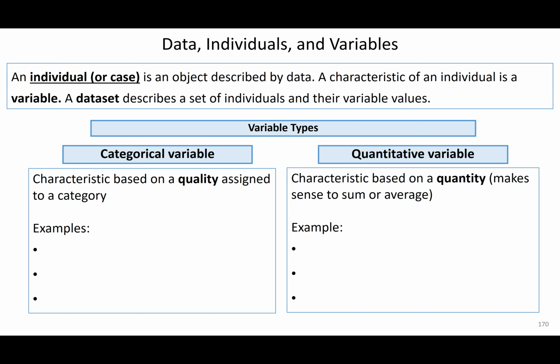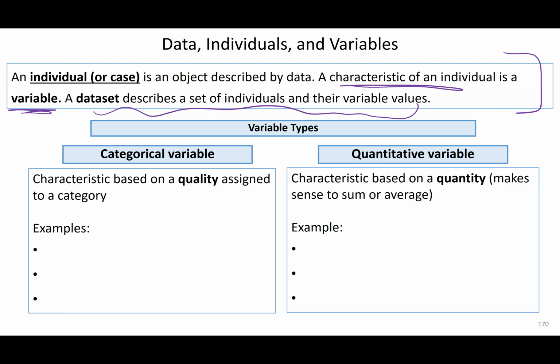We'll have a data set and we'll show you. But first, individuals, data, and variables. An individual or case is an object described by data, like those observational units here. You can collect information, characteristics, about them. We'll call those variables. And the data set is the collection: the set of individuals and the variables collected on them.